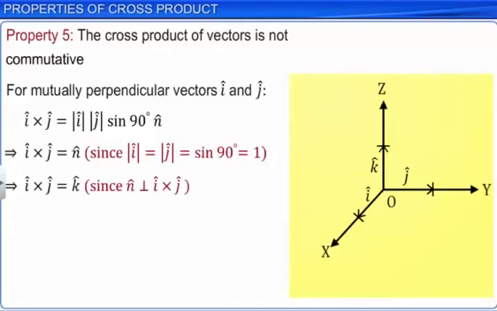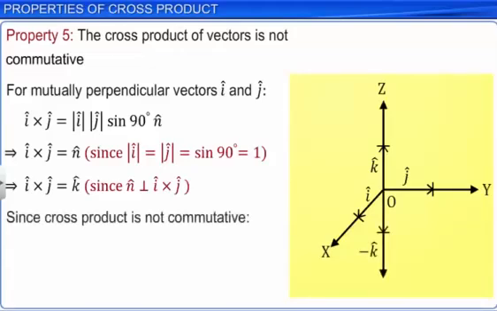From the property that states that cross product is not commutative, we get the cross product of vector j and vector i is equal to the negative of vector k. Similarly, we arrive at the results shown here.